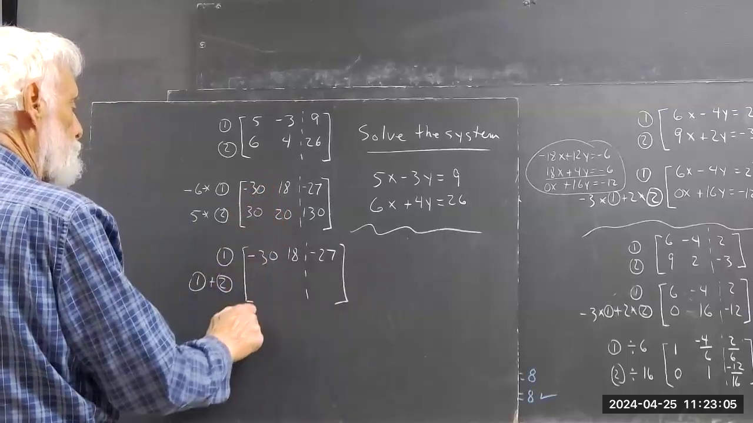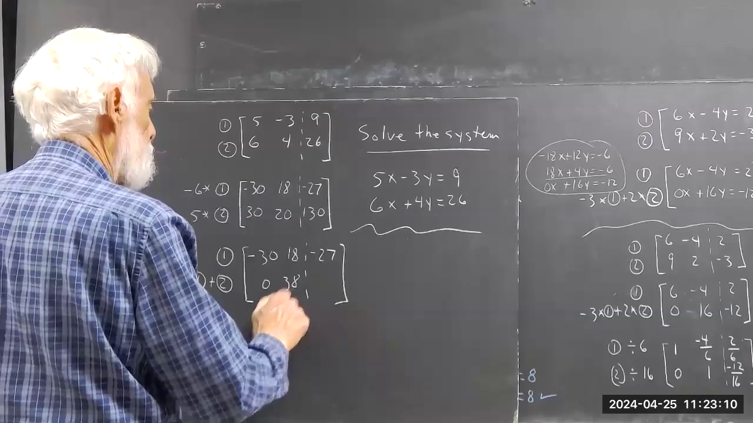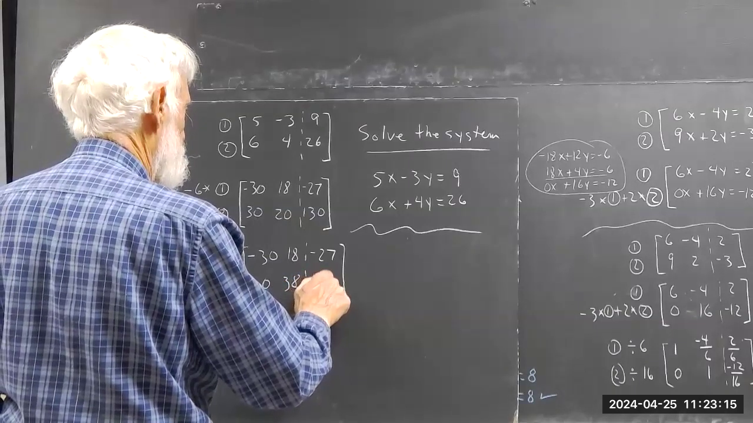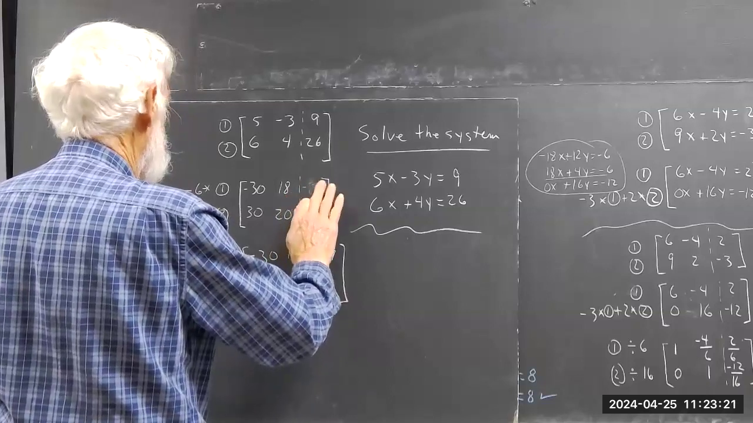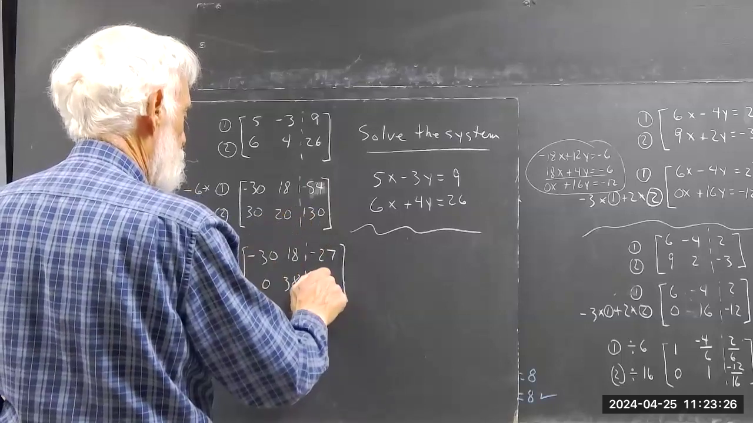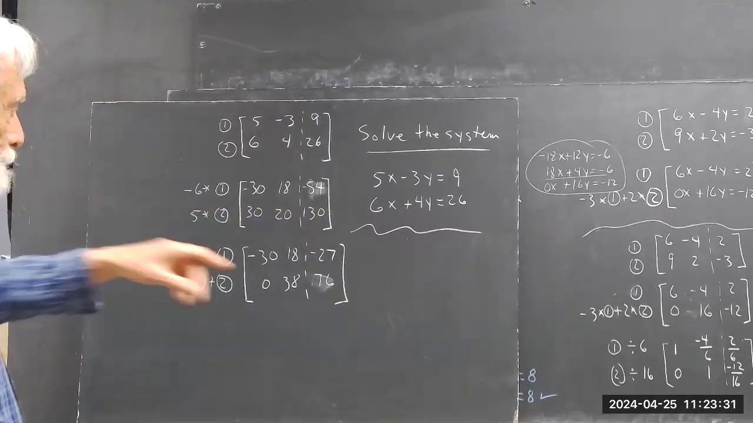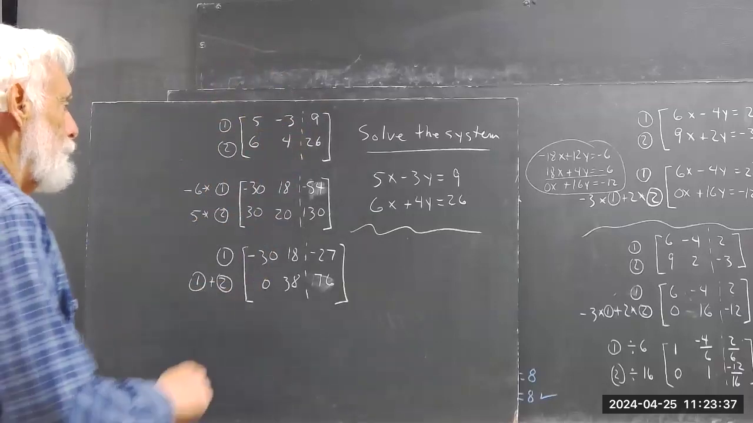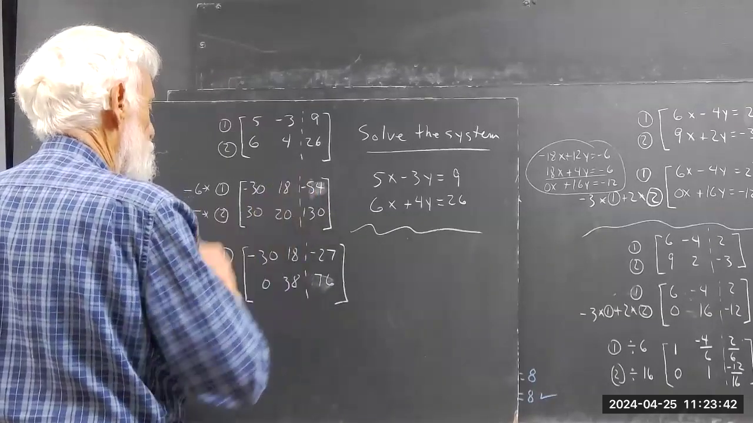And then row 1 plus row 2, -30 and 30 gives me 0. 18 and 20 gives me 38. And -27 and 130 gives me 103. And that's bad because I only got half of what I should. This should be -54. -54 and 130 is 76. Okay. I don't know where I got the 27. I think I saw the 3 and the 9 and multiplied it. You got to be careful and do it more carefully than I do. Okay. And that's not a -50. Yeah, it is a -50.